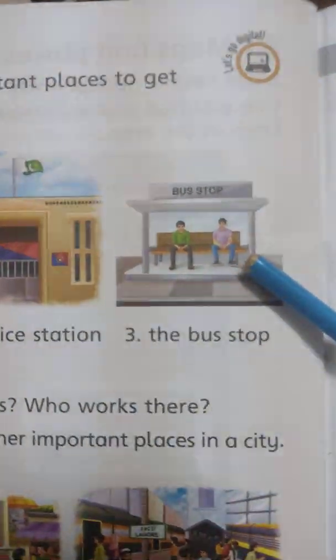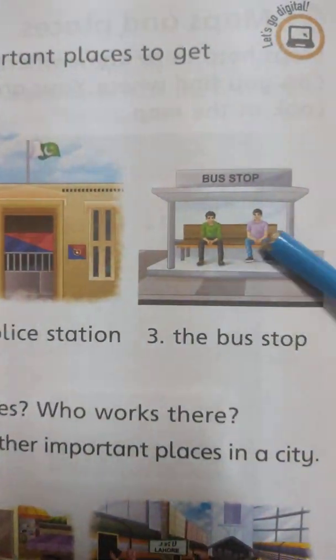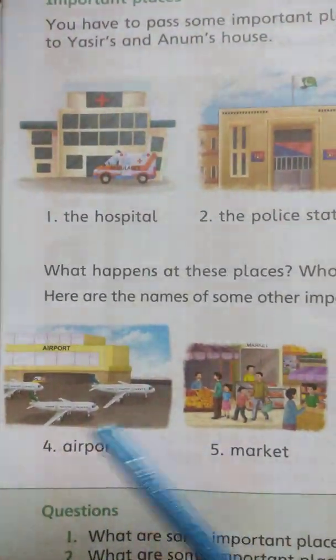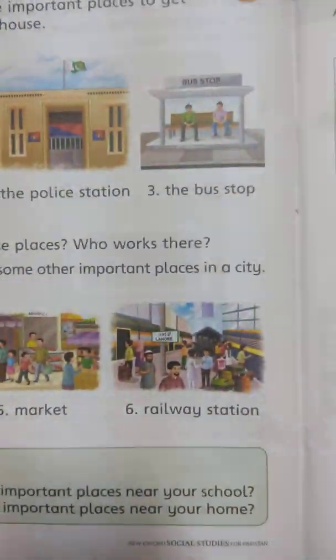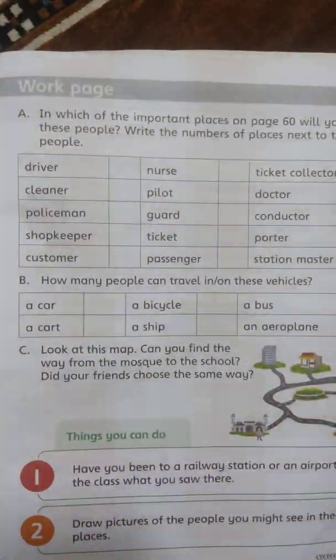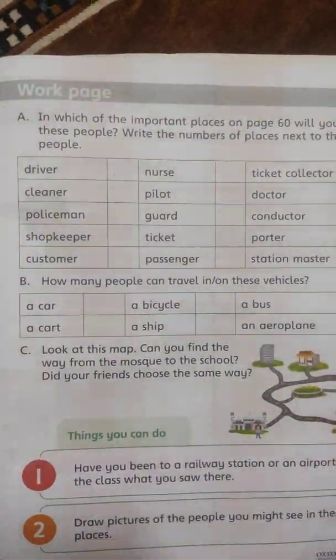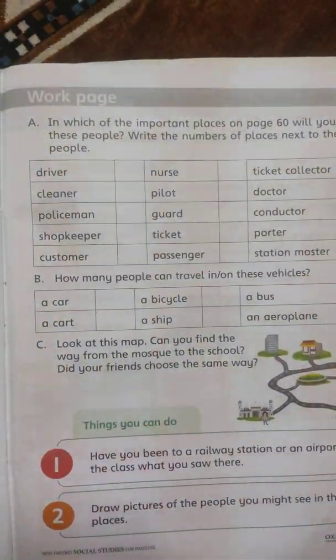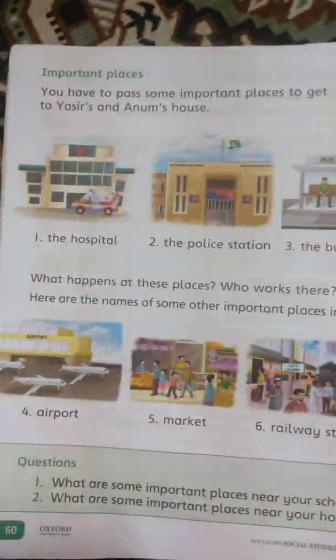At the bus stop, look at this picture. These are the passengers. Here are names of some other important places in a city: an airport, a market, a railway station. Now look at your page number 61. It is an activity, so you can do it by yourself.